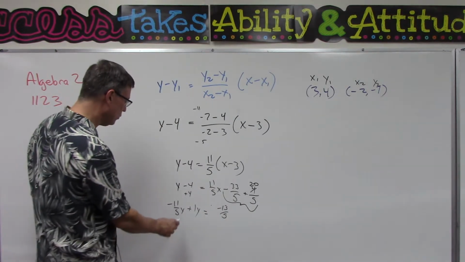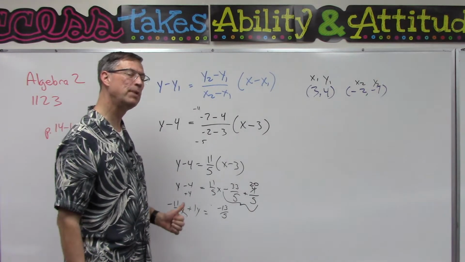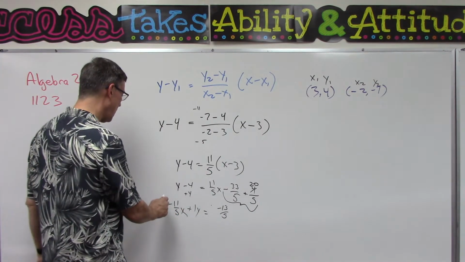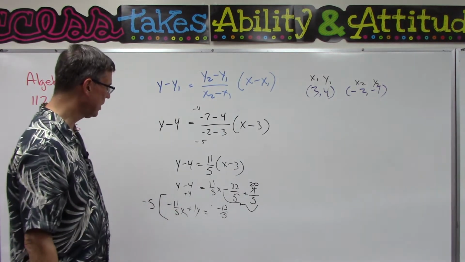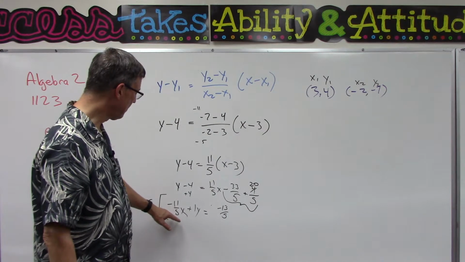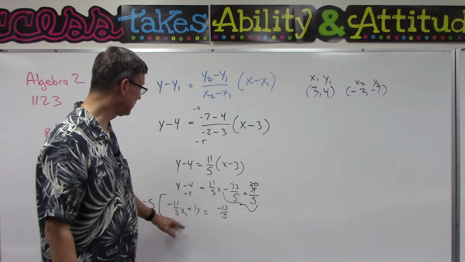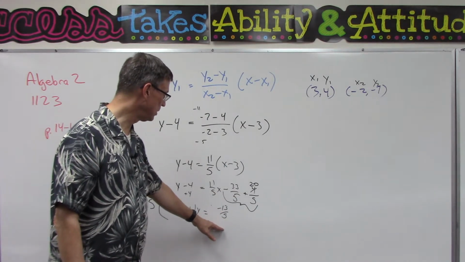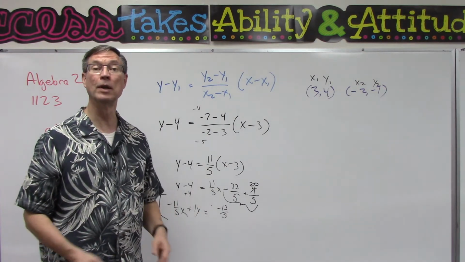I'm pretty sure they want us to have x be a positive number. In standard form, x is always positive. So actually, let's multiply everything by negative 5. Okay? That way we'll get rid of the denominator and at the same time change x to a positive 11x. Then we'll get a negative value for y, and that will change this to be a positive, because negative times negative is positive, and the denominator is gone.